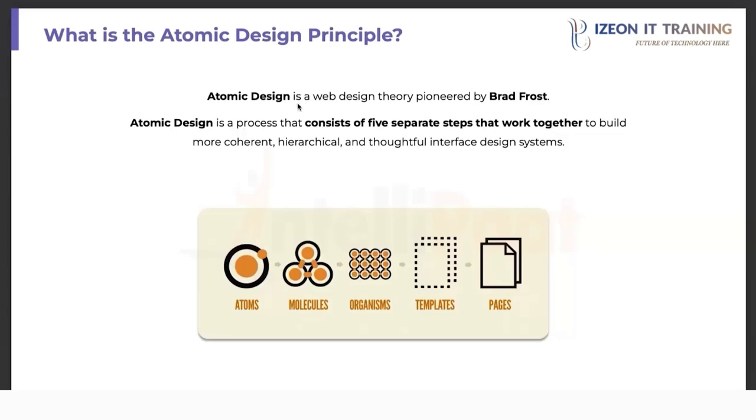Here it says atomic design is a web design theory pioneered by Frost. Atomic design is a process that consists of 5 separate steps that work together to build a more coherent, hierarchical, thoughtful interface design system. I would say imagine the basic building block of life. Okay, how things are made up of.